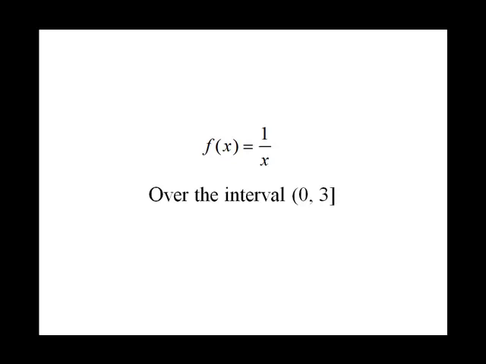We're going to discuss optimizing the function 1 over x on the interval 0 to 3. We do have one closed endpoint at 3, but at 0 we have an open endpoint. So we lose the guarantee of having an absolute max and an absolute min, but we still need to check. So let's take a look at what's going on.